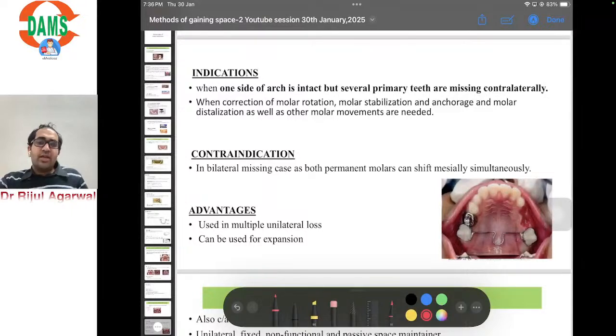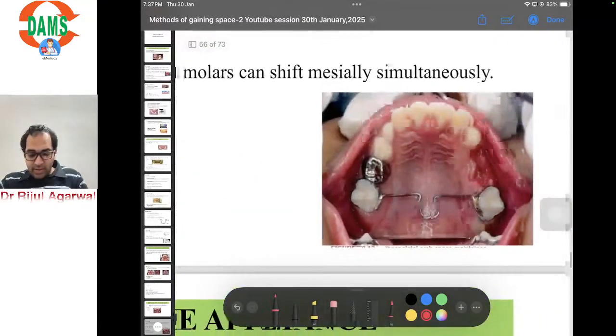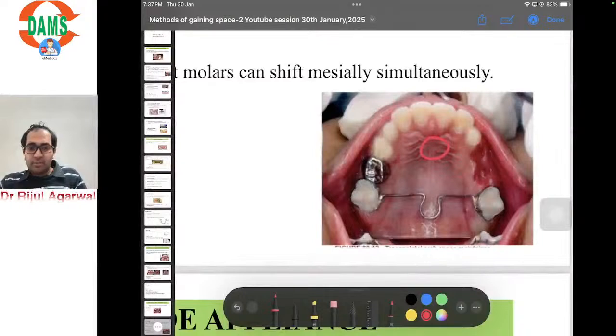Indication: when one side of the arch is intact but several primary teeth are missing contralaterally, as well as when other molar movements are needed. Contraindication is in cases of bilateral missing teeth, as both permanent molars can shift mesially simultaneously. So unlike in the Nance arch, where there is an acrylic button, there is just a palatal stabilizing wire.